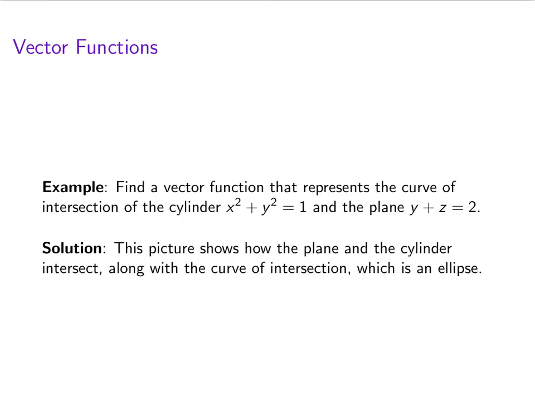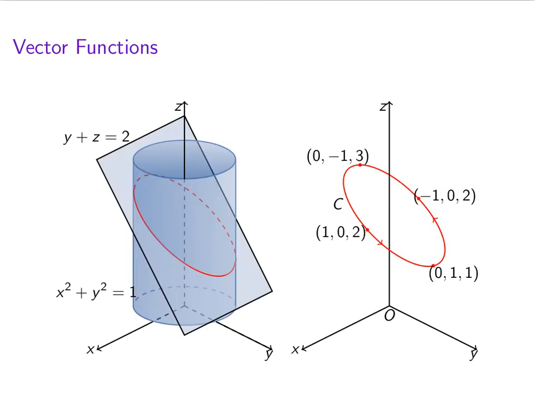All right, let's show a picture that's going to show the plane and the cylinder intersecting along with the curve of intersection, which happens to be an ellipse. Here's a picture. So the plane is intersecting with the cylinder, and we get this curve, which is an ellipse. We're going to try to write down a parameterization or a vector function for this ellipse. So it's kind of a slanted ellipse, right? Because the plane is slanted and is cutting through the cylinder.